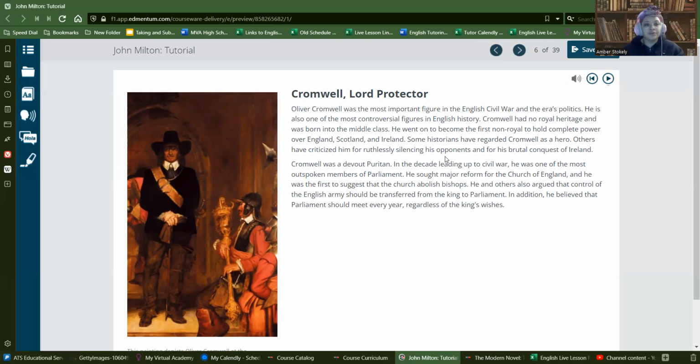So Cromwell supported those agendas. And he also thought that control of the army should be transferred from the king to Parliament, because usually the army was under the king at the time. He also thought that Parliament should meet every year, regardless of the king's wishes, before the king could dismiss Parliament and say, "Look, listen, I'm doing my own thing. We're not meeting." So he just believed in Parliament having more power and Parliament being run by Puritans, who he thought were the best people to have in charge.